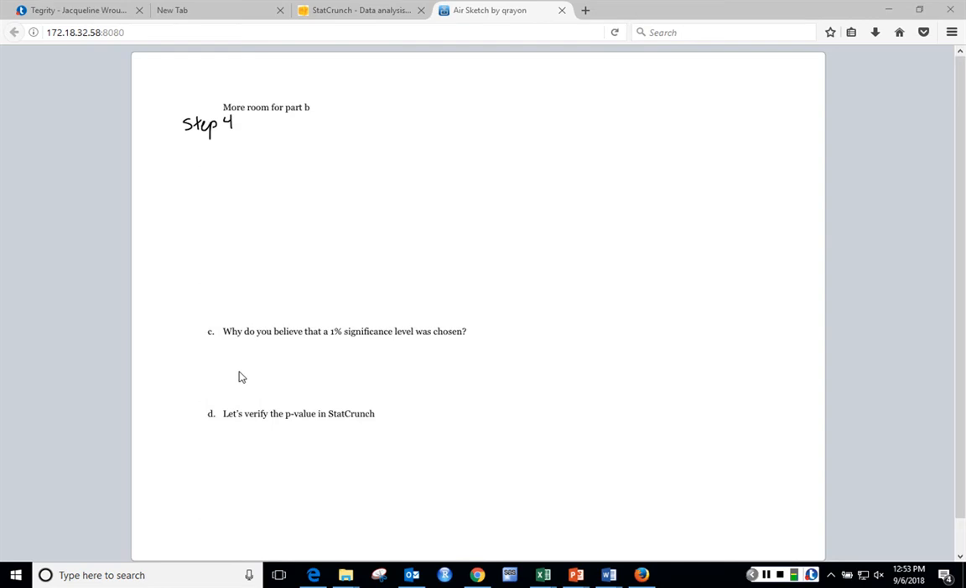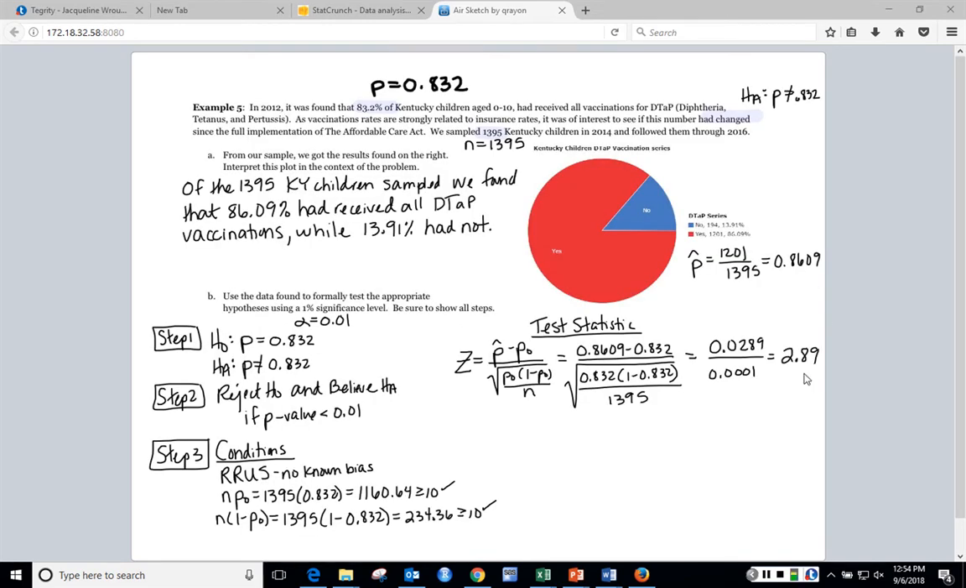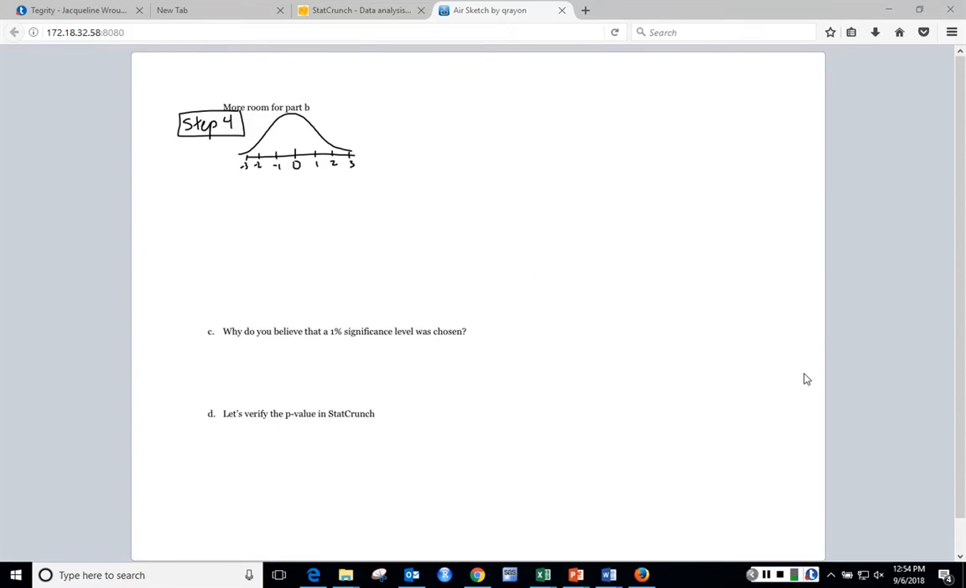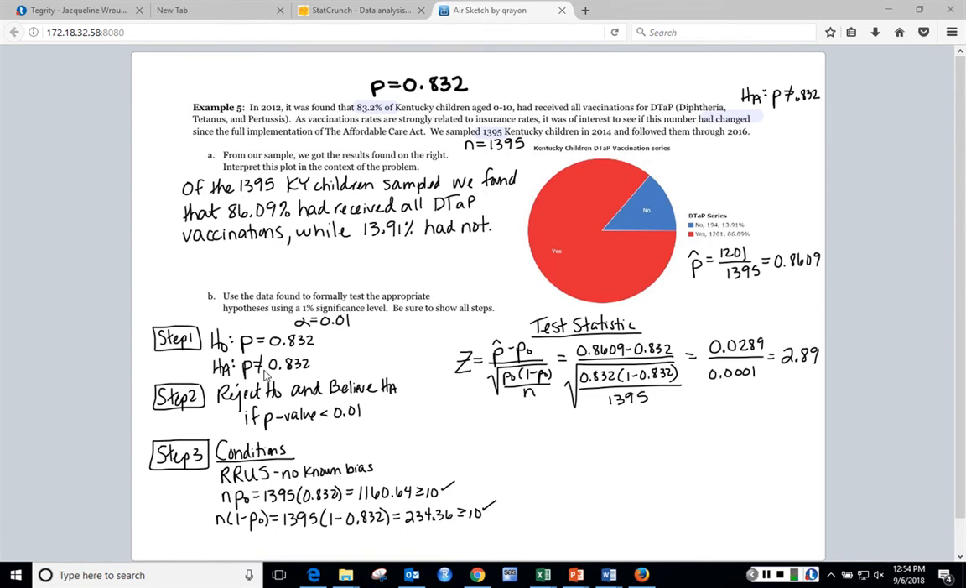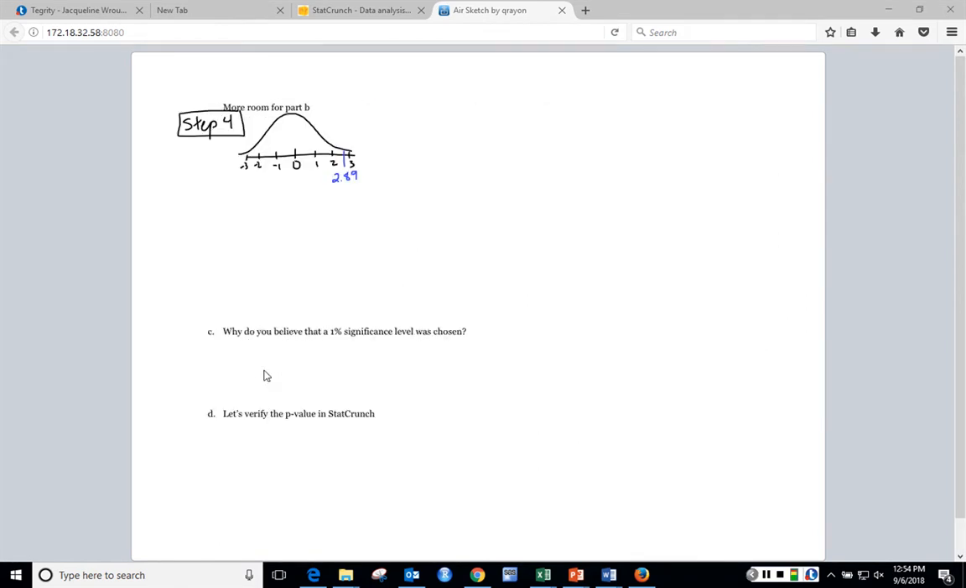So getting there for step 4. I'm going to first start by drawing my picture here. Our z is always centered at 0. Put my sort of little increments on here for myself. Our z that we just calculated was this 2.89, so I'm going to put that on my picture. And then this is when I have to figure out if it's a one-tailed or a two-tailed test. So that's why I need that alternative hypothesis sign, because due to that not equal to, it's going to tell me it's a two-tailed test.